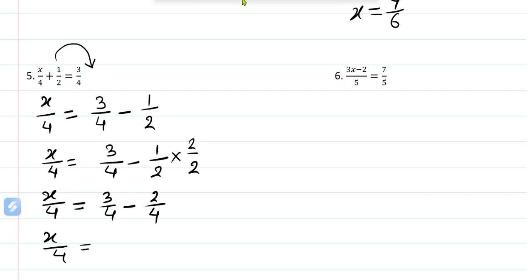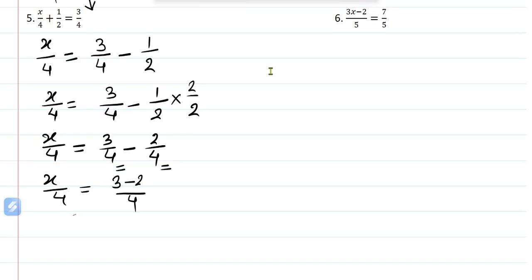Now we have the same denominator, which is 4. We can simply write 3 minus 2 divided by 4. Now since this denominator is 4 and this is also 4, we can cancel out. So the value of x is equal to 1. Or you can multiply both sides by 4. It is like this: 1 divided by 4 and then times 4.